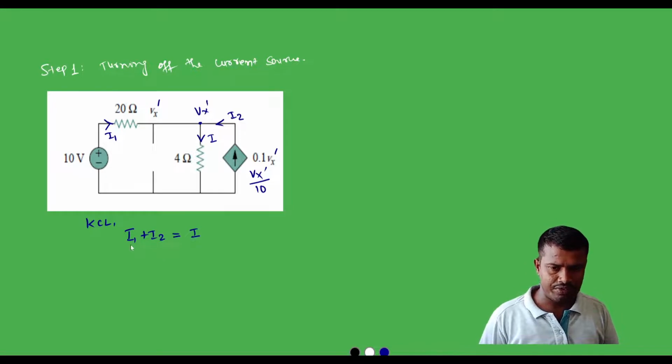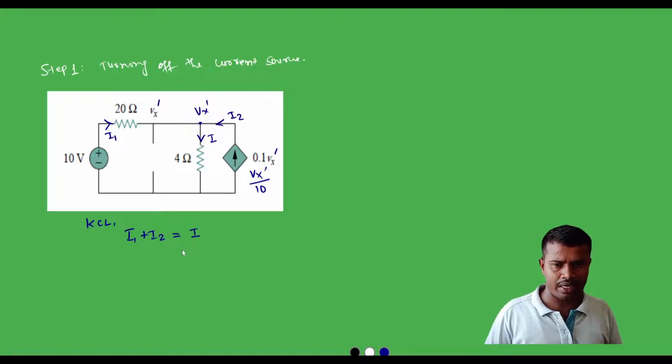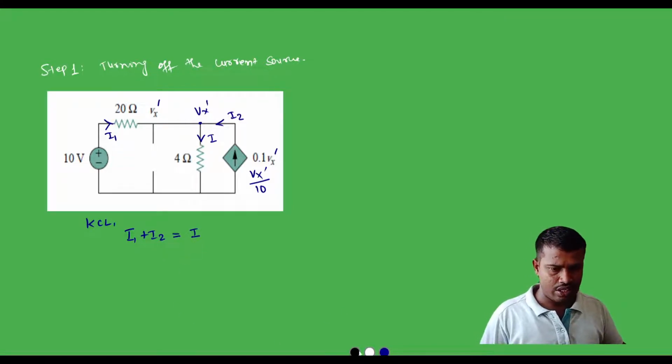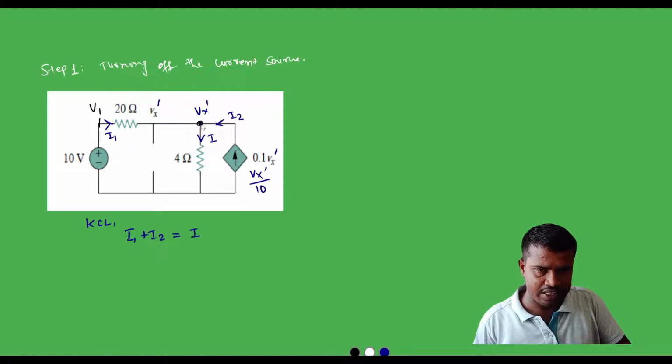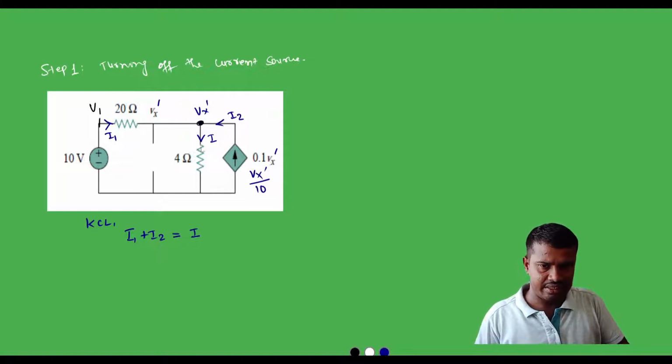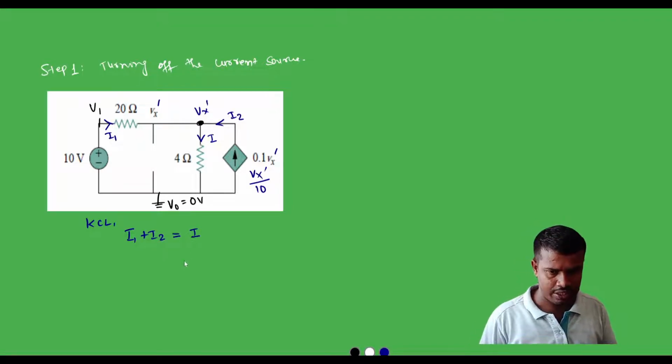To find the values of the individual currents, we need to apply nodal analysis. To apply nodal analysis, we need to mark the nodes. Let us say this is node 1, that is V1, and in this node we have already marked Vx dash. V1 and Vx dash are the non-reference nodes, and we need a reference node, that is V0, which is equal to 0 volt, the ground potential.